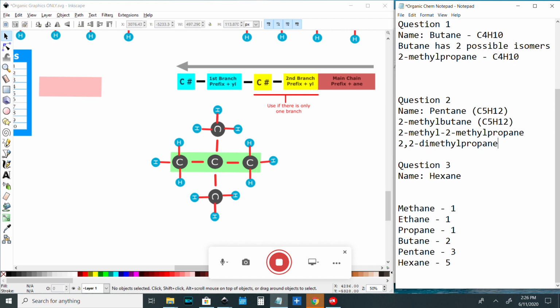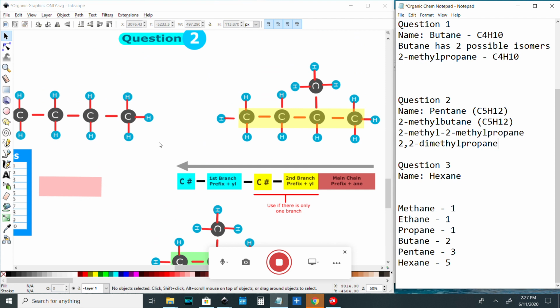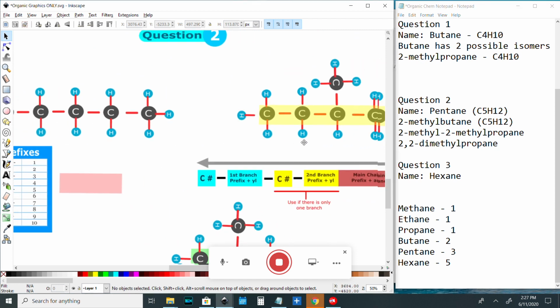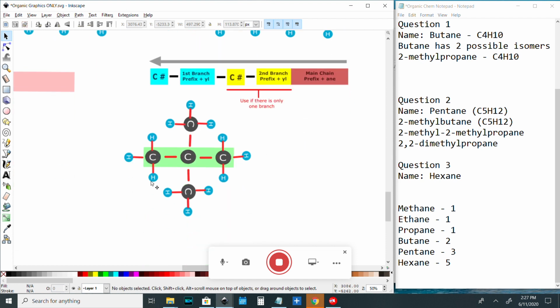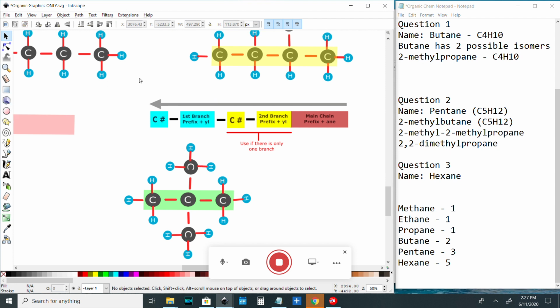Okay, all right guys, so this is question 2. So at the end of the day, pentane has 3 isomers. The original form, this one, the 2-methylbutane, and this guy here now, 2,2-dimethylpropane. So that's question 2. There are no more arrangements for new isomers for propane, for pentane, sorry.